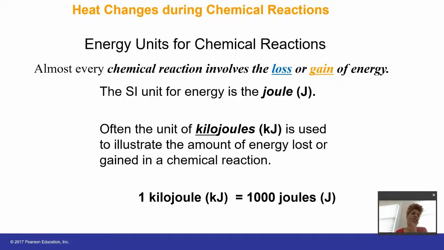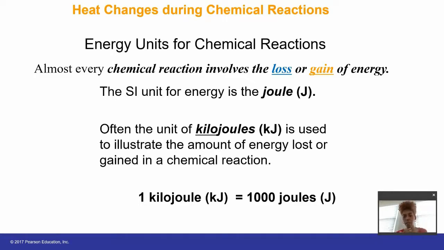So what are the energy units for chemical reactions? Well, we know that an overall chemical reaction is going to involve the loss or gain of energy. Actually, every chemical reaction includes a loss and a gain. So energy is lost and gained for every single chemical reaction. And why is that? Because we have to put energy into the system to break apart the reactant atoms, right? And then energy is given out of the system when we reform those bonds.